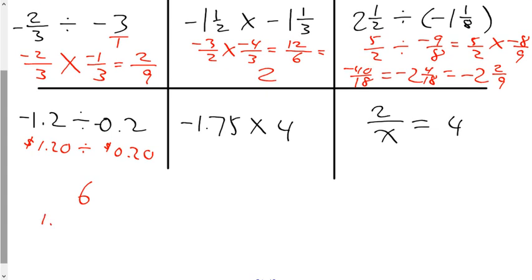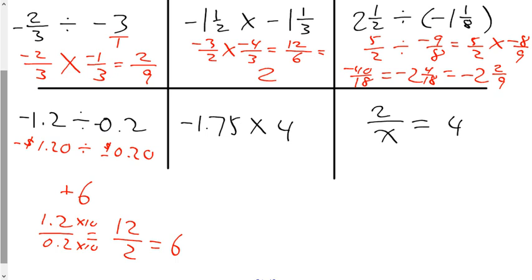Alternatively, 1.2 divided by 0.2 is the same thing as an equivalent fraction if I multiply both by 10. It's 12 divided by 2. If I get rid of the decimals and think of it as an equivalent division with no decimals in it, my solution would also be 6 if I did it that way. That's another way you could have done it. By the way, this was a negative and a negative, which made a positive anyway, so it's still positive 6 when it's a division of 2 negatives.